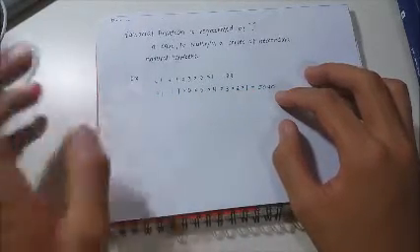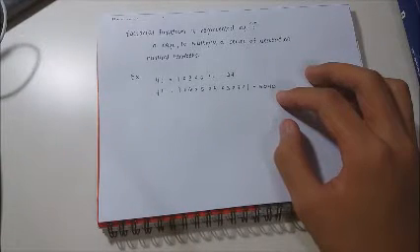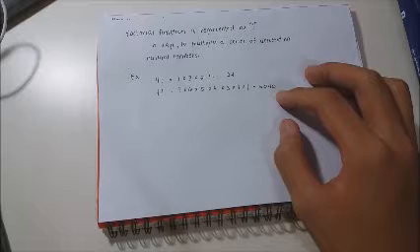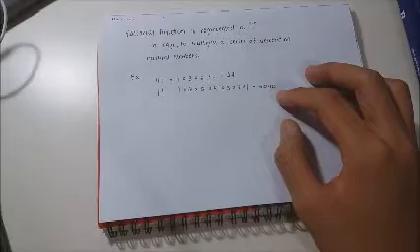So if I had, for example, 5 factorial, that would be 120. If I had 3 factorial, that would be 6.